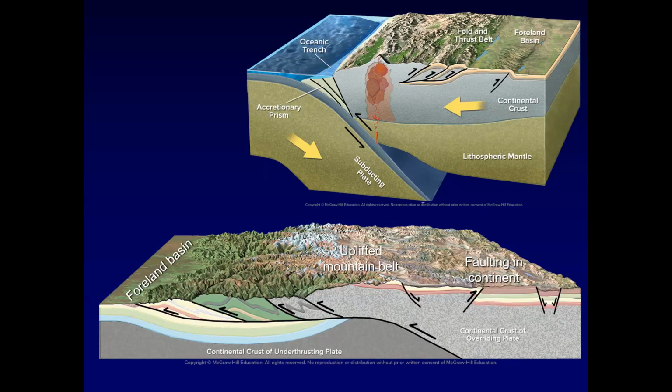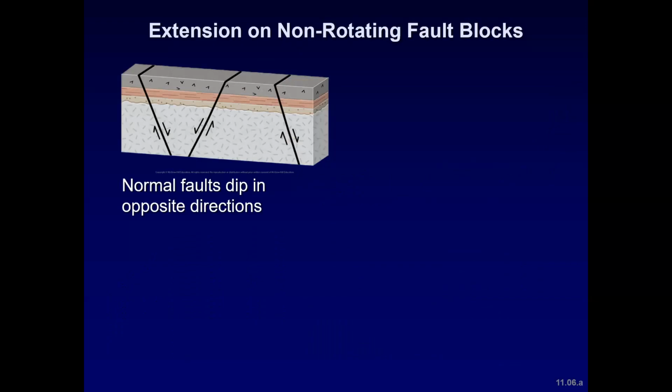Any crust that's too thick or hot begins to spread under its own weight, forming normal faults and basins. And then stress associated with the collision can cause tectonic features to form many kilometers away from the actual plate boundary.